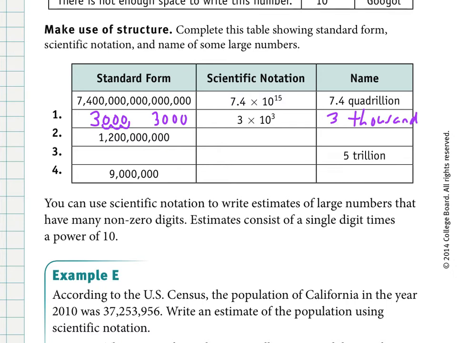All right, next row down, they're giving us a value in standard form. I want to see, how would we write that in scientific notation? So if the decimal point is right there, it's going to be 1.2 times 10 to the 1, 2, 3, 4, 5, 6, 7, 8, 9. Okay, 1.2 times 10 to the 9th power. That's going to be 1.2. 10 to the 9th is billion.